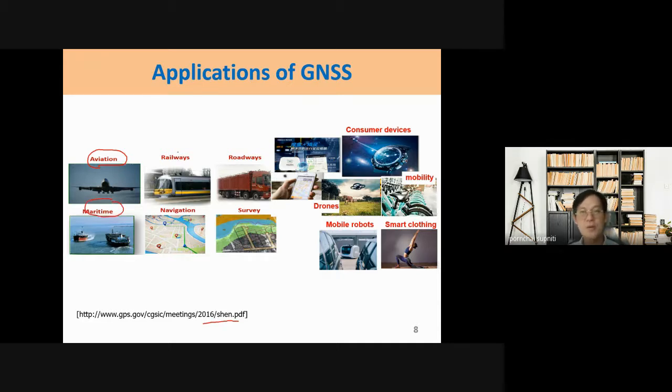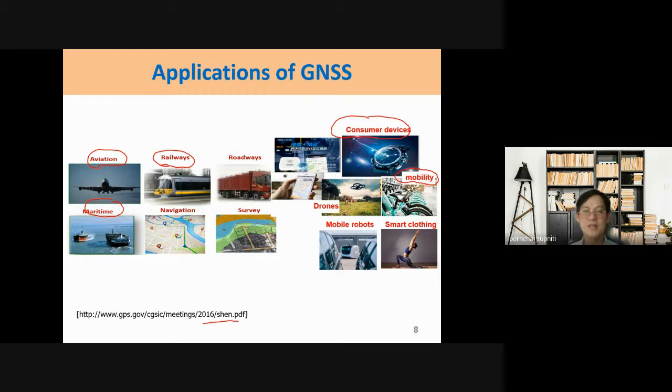Then I would like to point out another application in railways. People have been looking at how to give positioning to train services. Then in consumer devices, in your cell phone or on wearable devices as well. And for mobility purposes, especially in Europe and in China, you get all these bicycles with the positioning service, and people can bike anywhere.